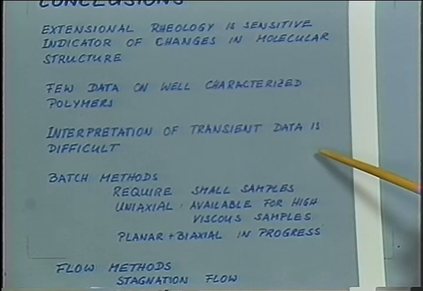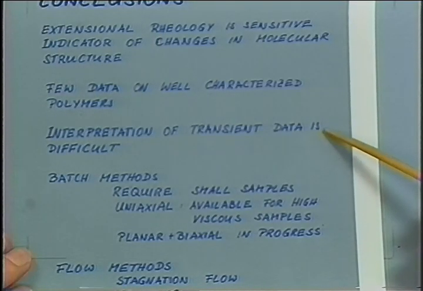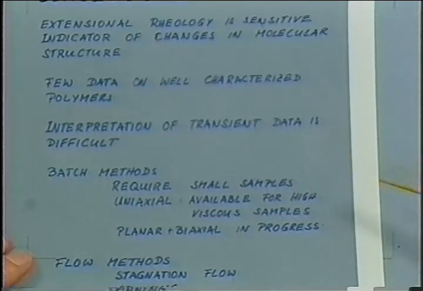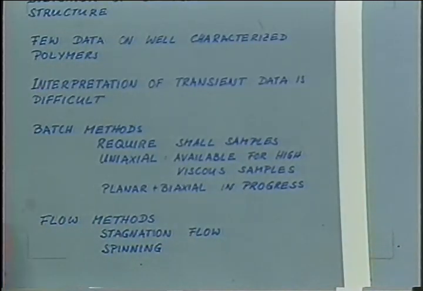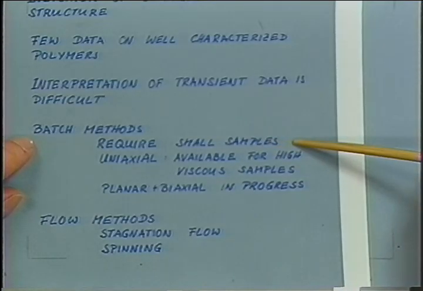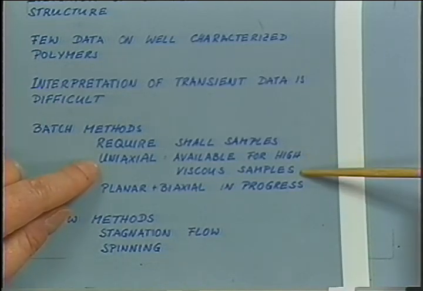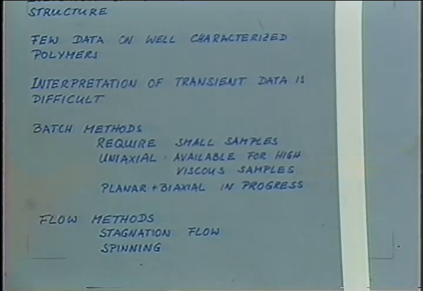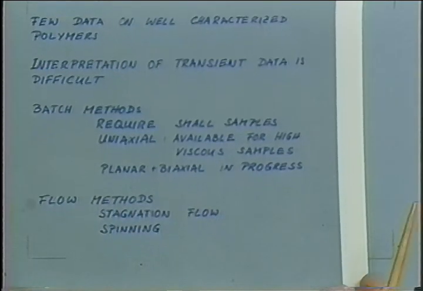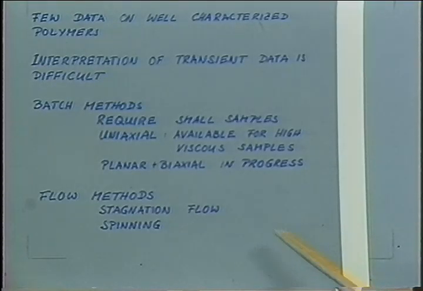The interpretation of transient data is difficult. Well, if you have a clean experiment, that should not be too difficult. Now, the batch method is advantageous for small samples, and it works very nicely in uniaxial extension for highly viscous samples, and the newer data also for low viscous samples. Planar and biaxial extension experiments can be performed. That's okay. And among the flow methods, stagnation flow is very powerful for looking at samples, and spinning experiments are nice.